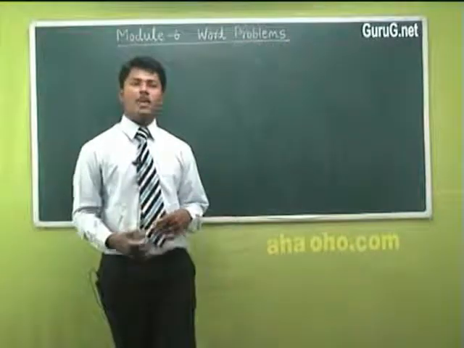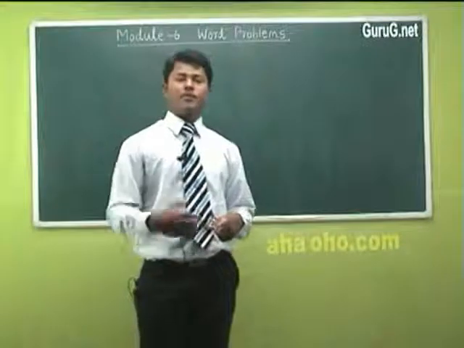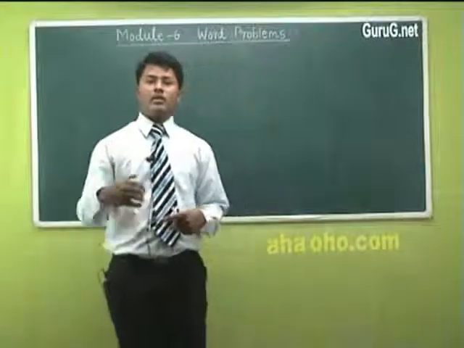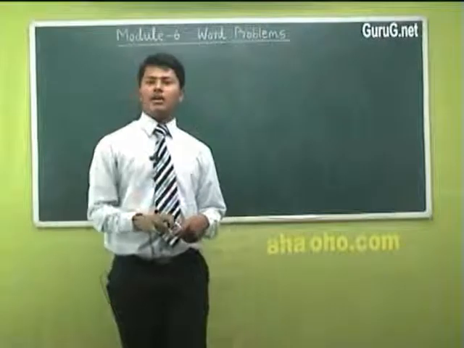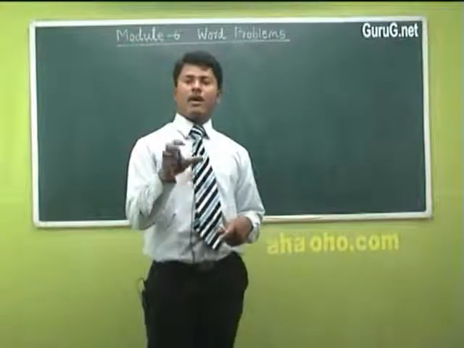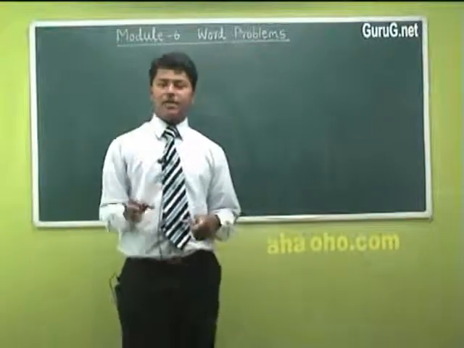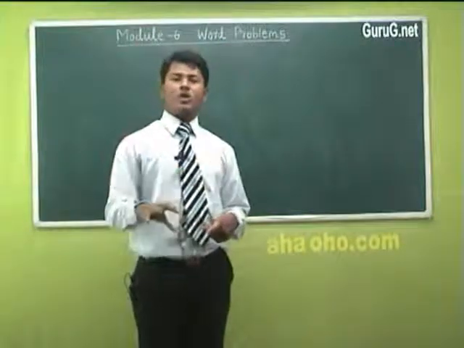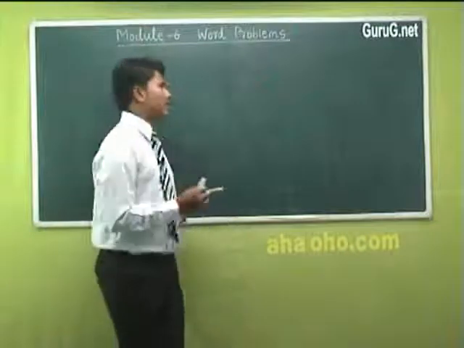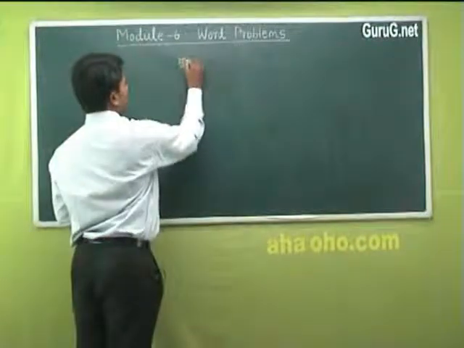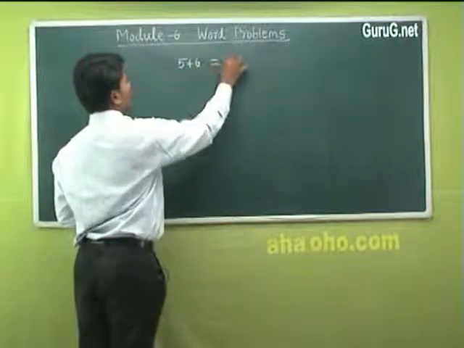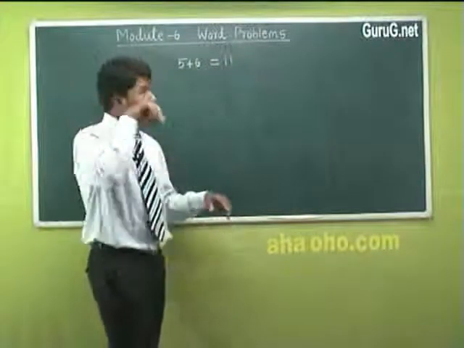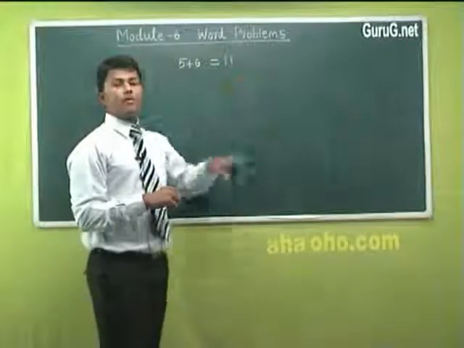For example, I say 5 plus 6. 5 plus 6 is equal to 11. This is a mathematical representation or a way of saying the operation addition. This is an addition operation which I am representing mathematically. But I can narrate this to form a word problem.